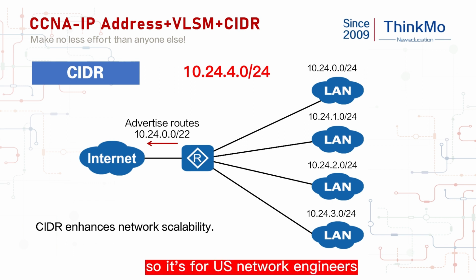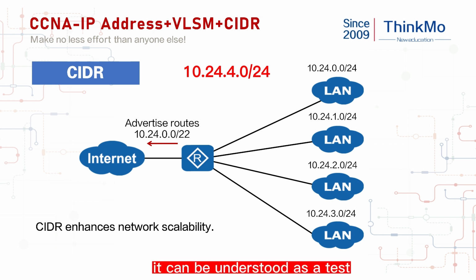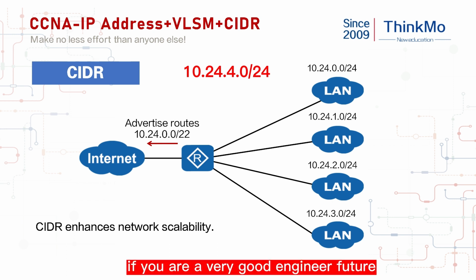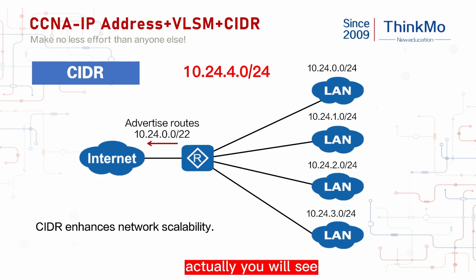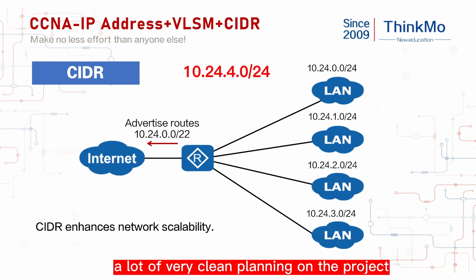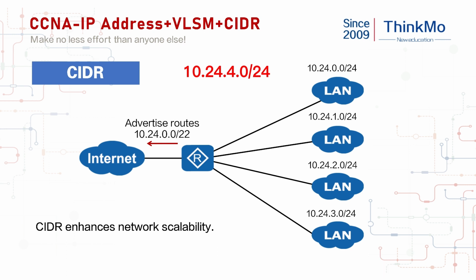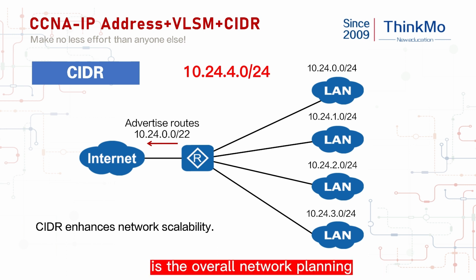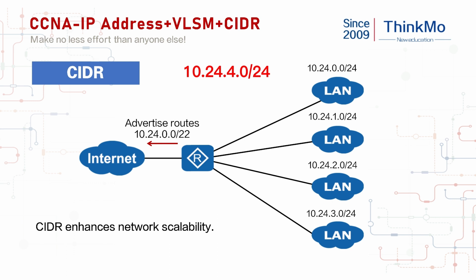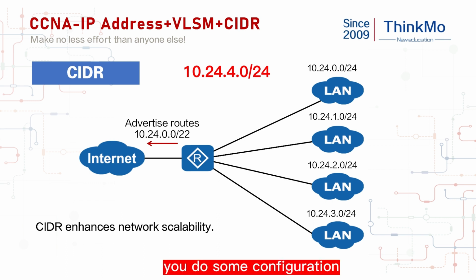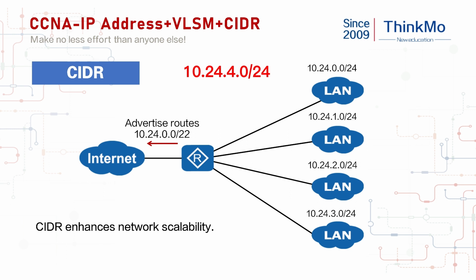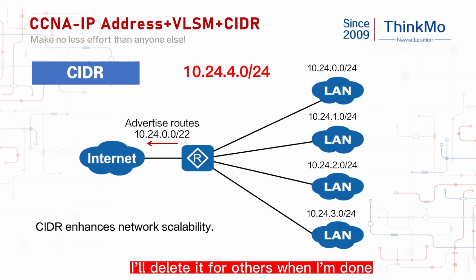For us network engineers, it can be understood as a test. If you are a very good engineer, in the future you will see a lot of very clean planning on projects, where the overall network planning is very neat. For example, when you do some configuration and cut over, you leave some waste configuration and some transition configuration, and I'll delete it for others when I'm done.